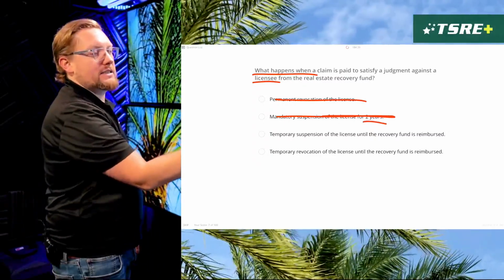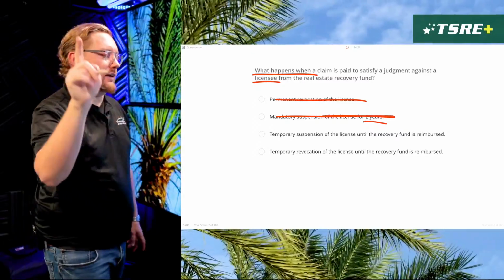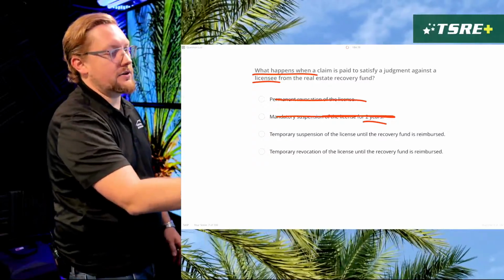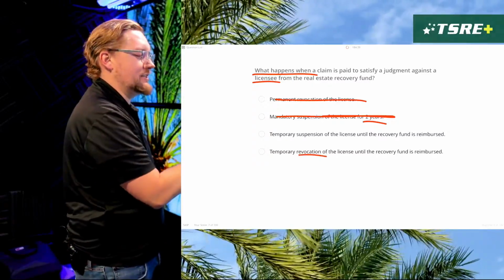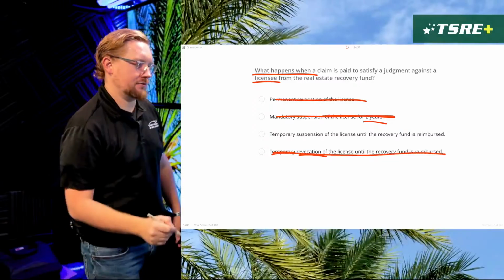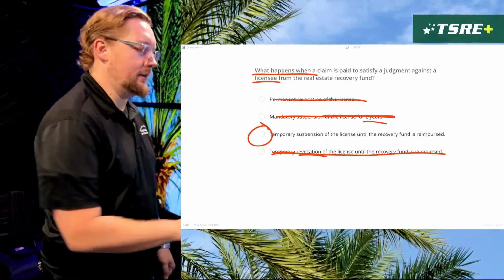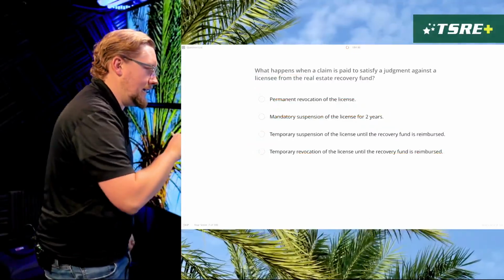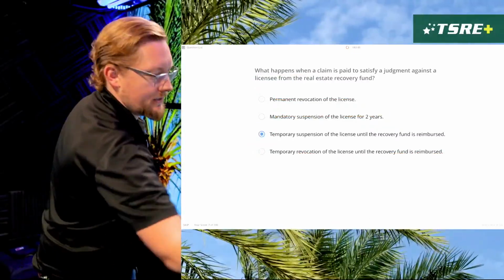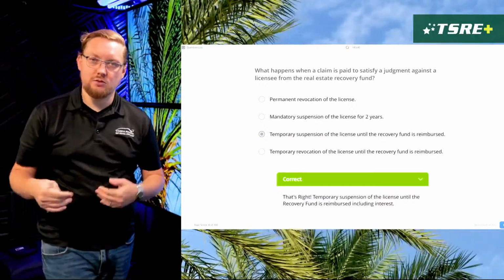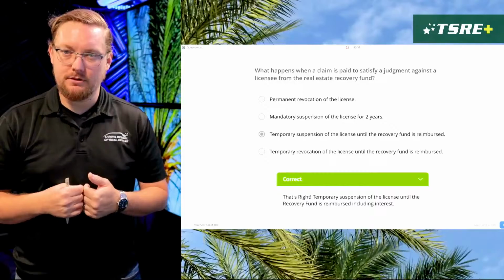Next one, temporary suspension of the license until the recovery fund is reimbursed. I think that is our winner, because yes, the other one here is temporary revocation of the license, and revocation is not temporary, so that's why that one is wrong here. And so temporary suspension until the recovery fund is reimbursed. Final answer. And there it is. Because that is what happens to your license when a claim is made against you.